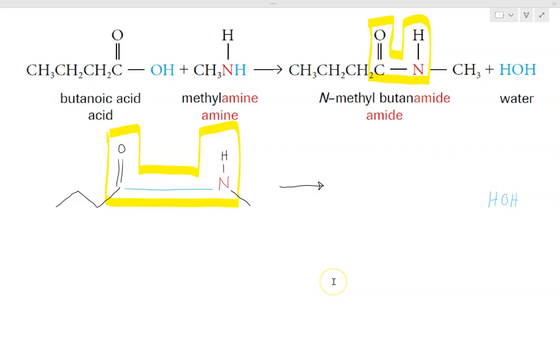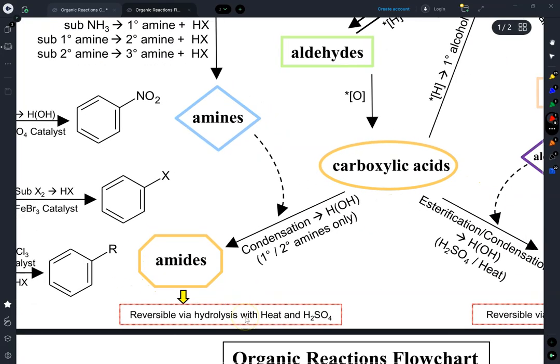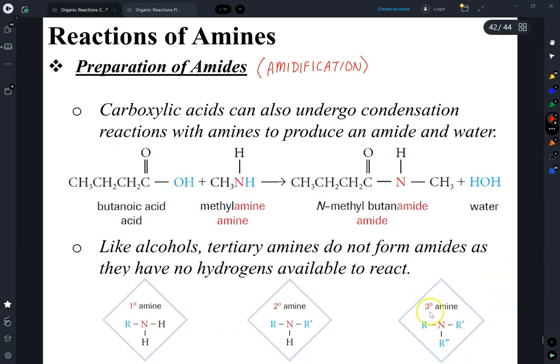Alrighty, so to summarize, amines can react with carboxylic acids in a condensation reaction where water pops out. In the process, an amide is formed. Similar to esterification, this process can be reversed via hydrolysis with heat and sulfuric acid, breaking the amide bond and releasing the amine and carboxylic acid. Now, one thing to note, this reaction only works for primary and secondary amines. Tertiary amines cannot undergo amidification.